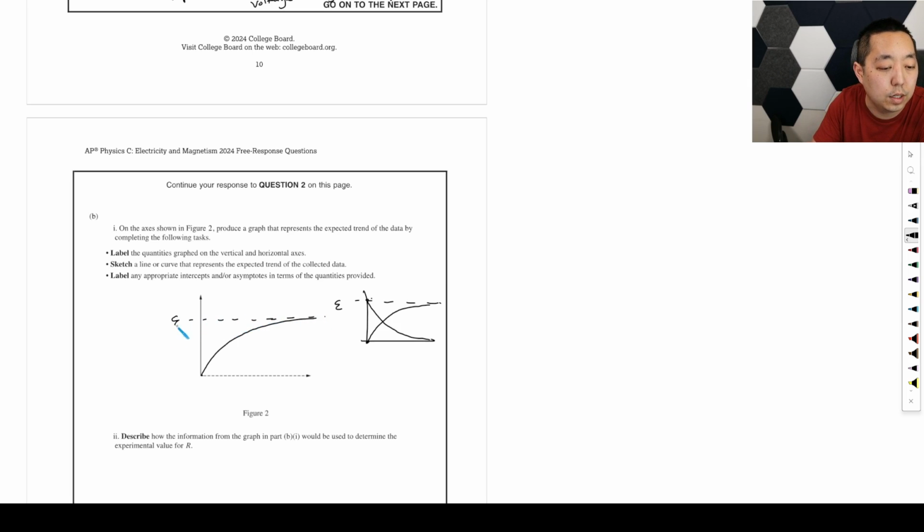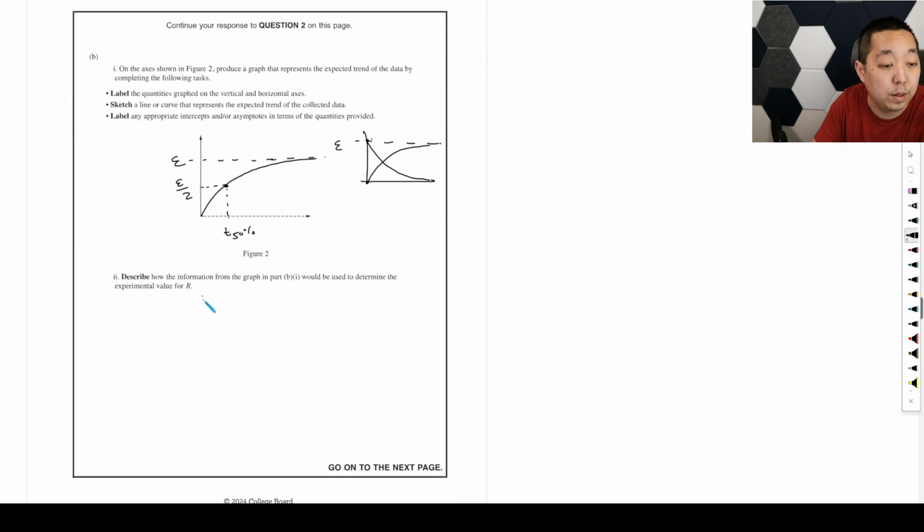And this is epsilon. And then we want to mark the 50% point. This is T 50%. This is epsilon over 2. Okay, and that's what we're going to record. Describe how the information graph is used to determine the experimental value.